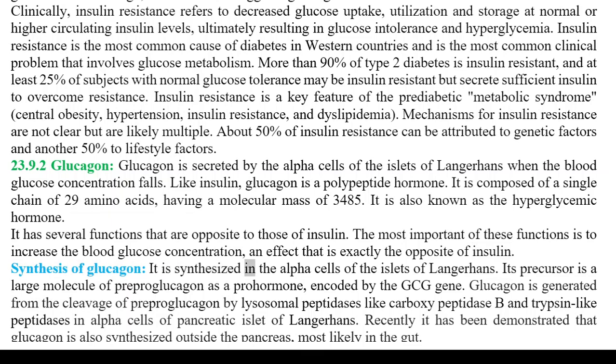Synthesis of glucagon. It is synthesized in the alpha cells of the islets of Langerhans. Its precursor is a large molecule, preproglucagon, a prohormone encoded by the GCG gene. Glucagon is generated from the cleavage of preproglucagon by lysosomal peptidases like carboxypeptidase B and trypsin-like peptidases in alpha cells of the pancreatic islet of Langerhans. Recently it has been demonstrated that glucagon is also synthesized outside the pancreas, most likely in the gut.